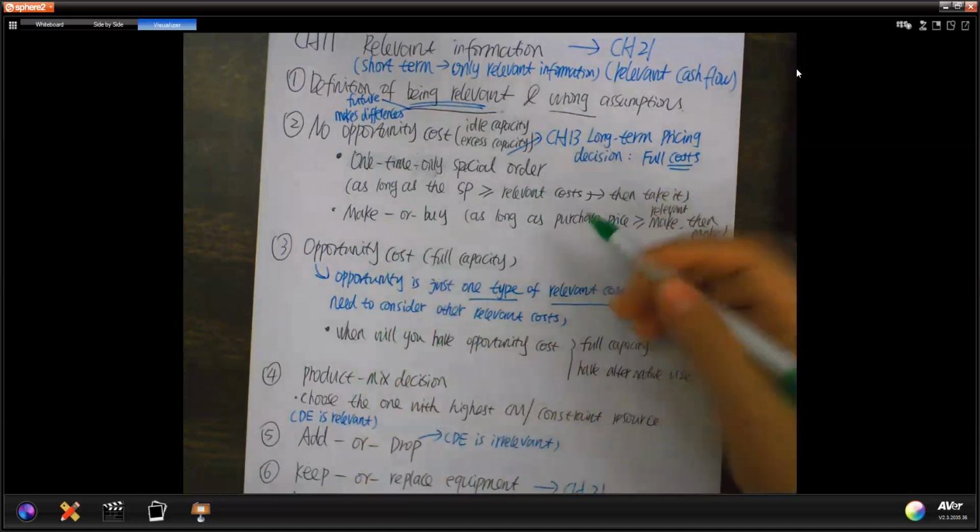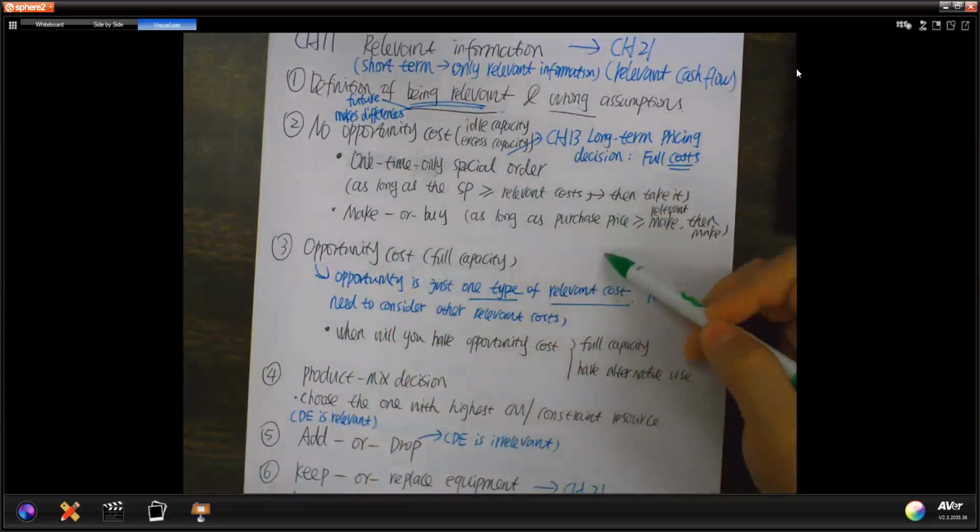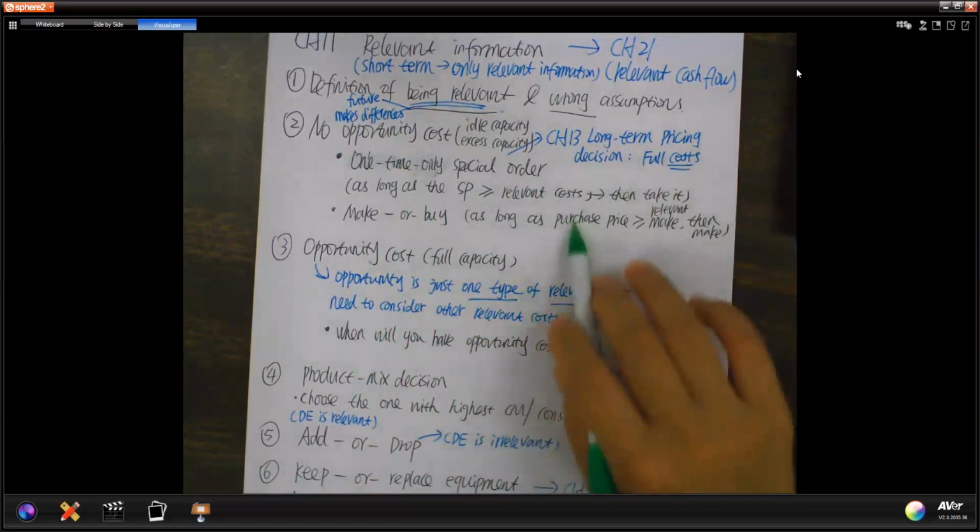You always have three columns, right? Make or buy and then the difference. Take the order, don't take the order, and then the difference. So go back to your notes.